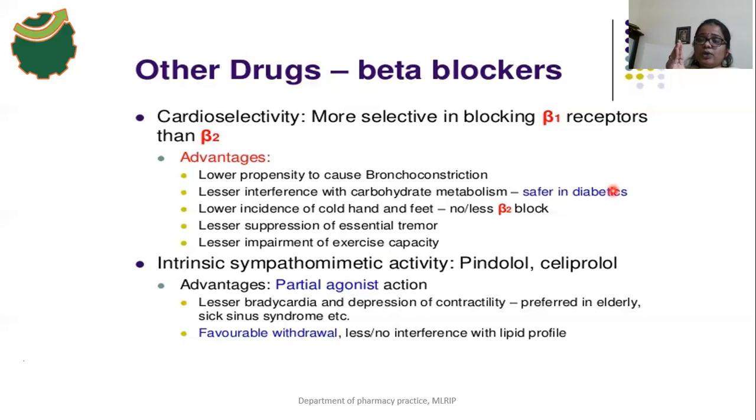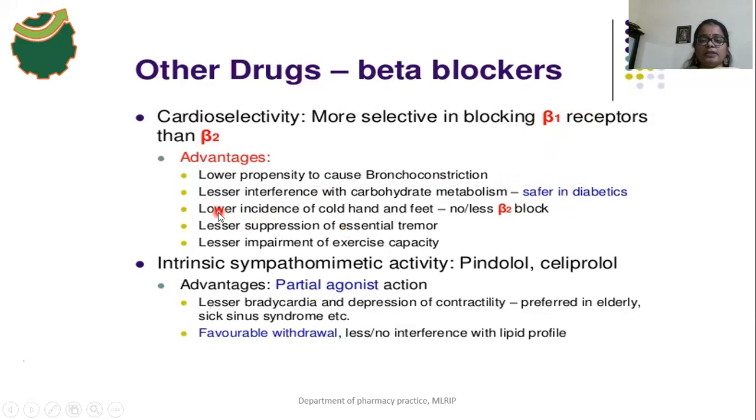What is the beta 2 action on carbohydrate metabolism? Raising blood glucose, so blocking it causes hypoglycemia. Diabetes patients taking oral hypoglycemic agents also have hypoglycemia as an adverse effect. That's why propranolol should be avoided in diabetes patients who are taking oral hypoglycemic agents. But cardioselective drugs should be safer in diabetes patients, because they only block beta 1 receptors, not beta 2 receptors. Beta 2 blockers are not safe in diabetes patients.